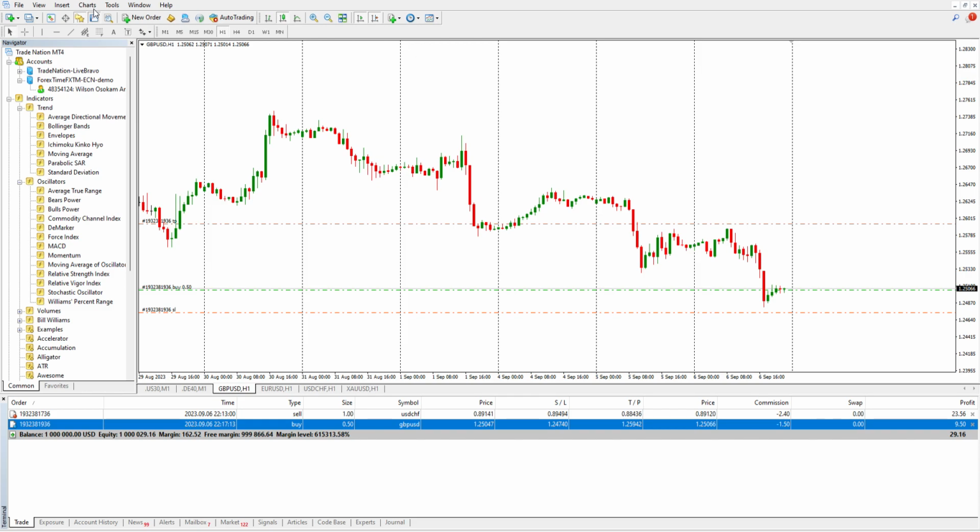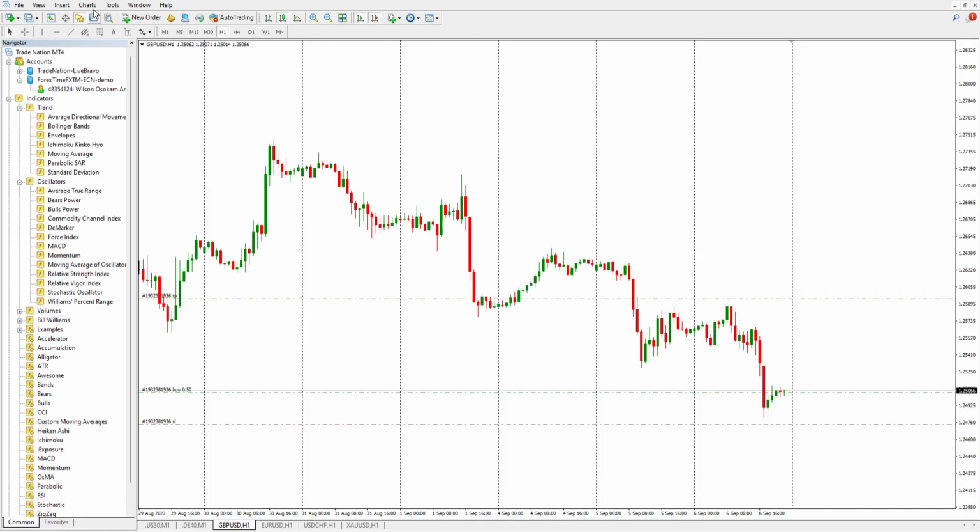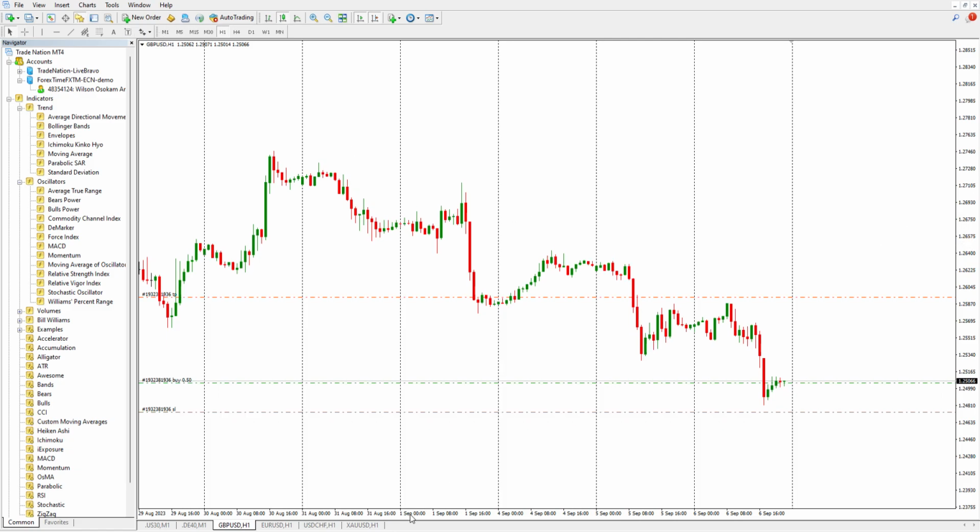Now remember, since we're using 0.5, our profit target will be what? For 0.5, 1 pip is how much? If I recall very well, 1 pip is $5. For 0.5, 1 pip is $5.